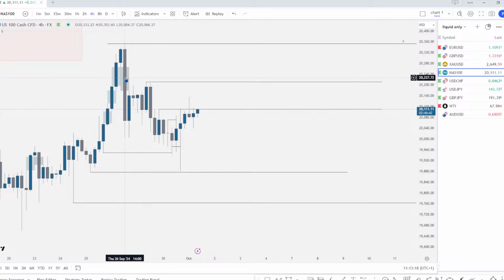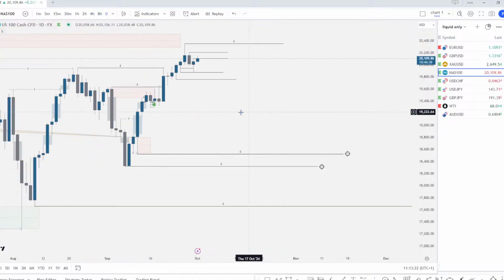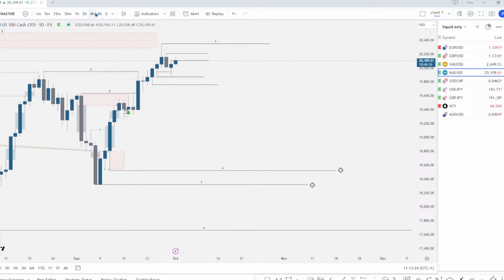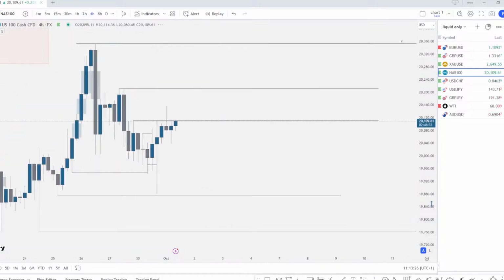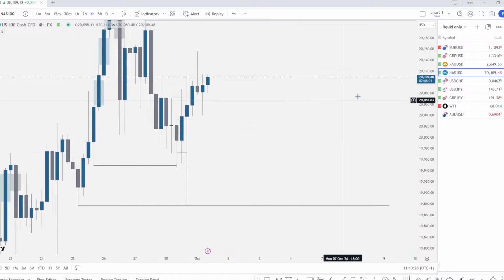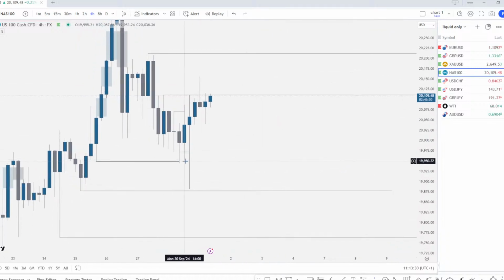Our bias is actually to go short, I believe. No, I'm lying. It's long. Why did I think it was short? That's stupid. So we had one long position potential from here, and then another one from here.